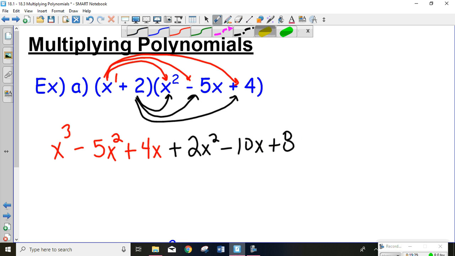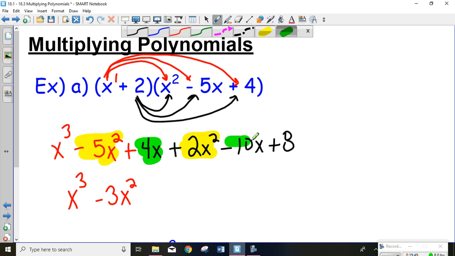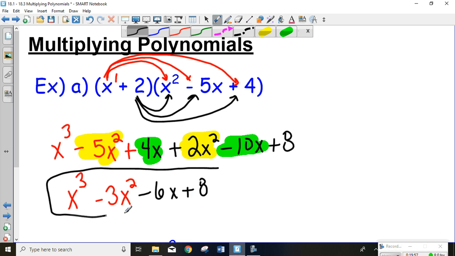So now if I look, I don't have anything else to combine with my x cubed, so I can just drop that down. I do have something to combine with my negative 5x squared, my other x squared. So in this case, that's going to give me a negative 3x squared. Here, 4x, I can combine with my negative 10x, and that's going to give me a negative 6x. And then I have my plus 8, and there's going to be my answer.